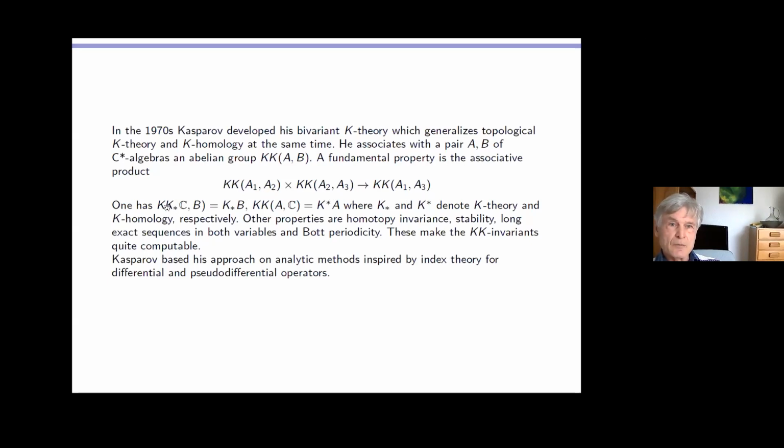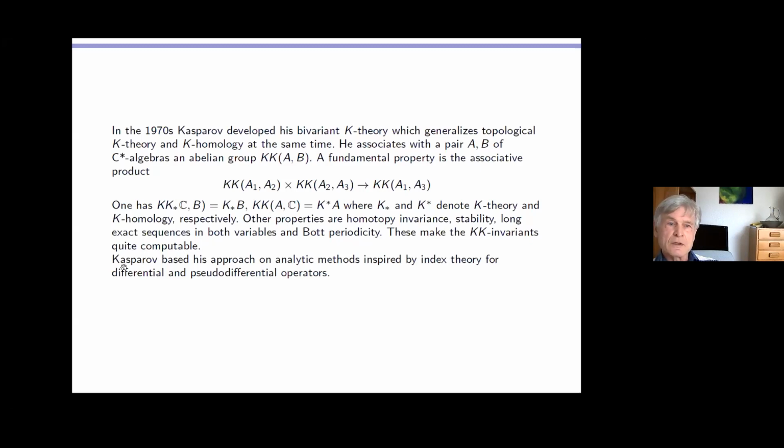And the important fact is that this theory generalizes K theory, topological K theory for C-star algebras, and K homology at the same time. When you plug in the complex numbers in one of the variables, you get K theory and K homology. And then it has many nice properties, such as homotopy invariance and stability. Stability means that when you tensor by the compact operators, it does not change. It has long exact sequences in both variables, and it's Bott periodic. Here there is no index, but you can also define KK_n, and then it's two periodic in the index. And these properties have the effect that you can actually compute these groups in many cases.